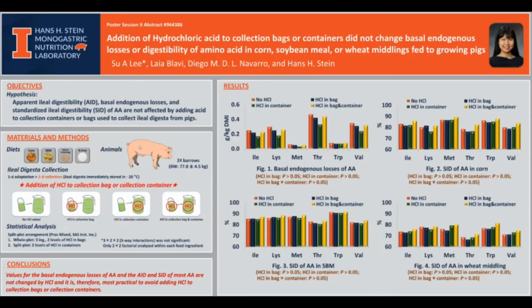In addition, results indicated that there was no effect of adding acid to collection bags or collection containers on the basal endogenous losses of amino acids, and both AID and SID of most amino acids in corn, soybean meal, and wheat middlings. In conclusion, values for the basal endogenous losses of amino acids and the AID and SID of most amino acids are not changed by adding hydrochloric acid, and it is therefore most practical to avoid adding acid to collection bags or collection containers.